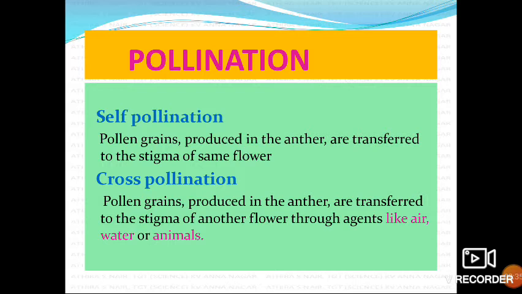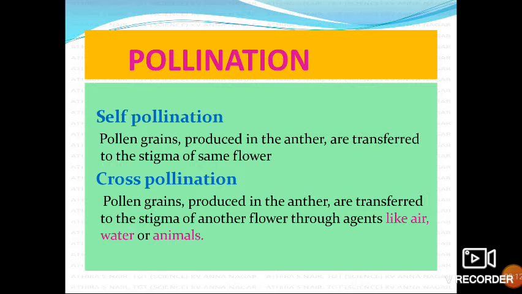Pollination. As you have learned in 7th standard, pollination means transfer of pollen grains from the anther to the stigma. Pollination is of mainly two types, self-pollination and cross-pollination. When pollen grains produced in the anther are transferred to the stigma of the same flower, it is called self-pollination. When they are transferred to the stigma of another flower, it is called cross-pollination.